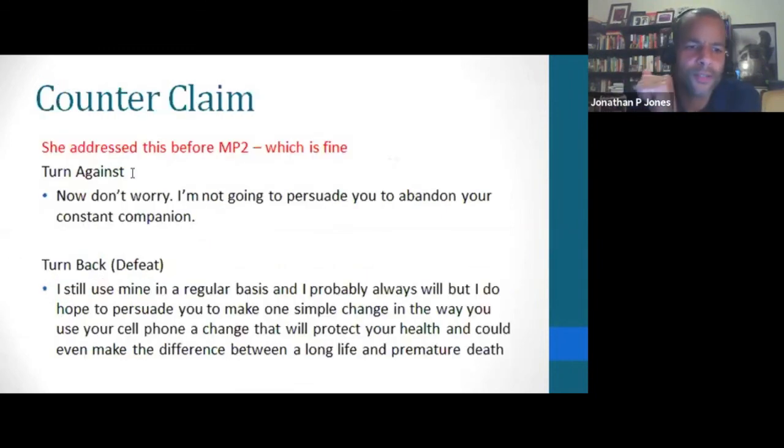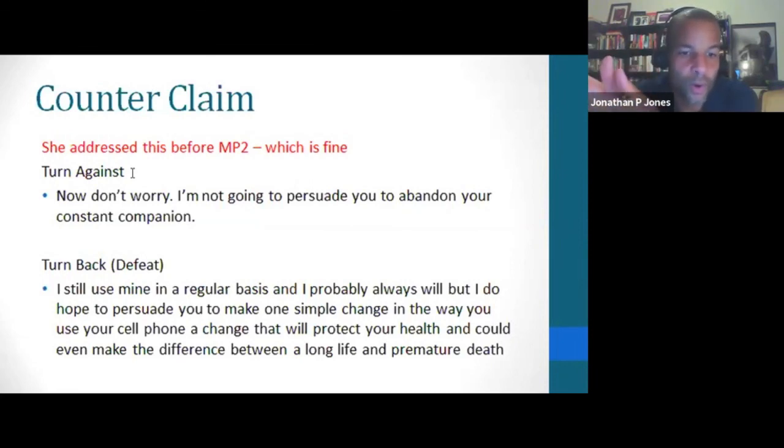Now, counterclaim, here's the deal. She did this before main point 2, so the counterclaim came early, which is fine. Totally fine, because you can do the counterclaim wherever you want, but that's why I said she repeated the counterclaim in main point 3, because she did, which is okay. You can do it twice if you need to. But in any case, the turn against.